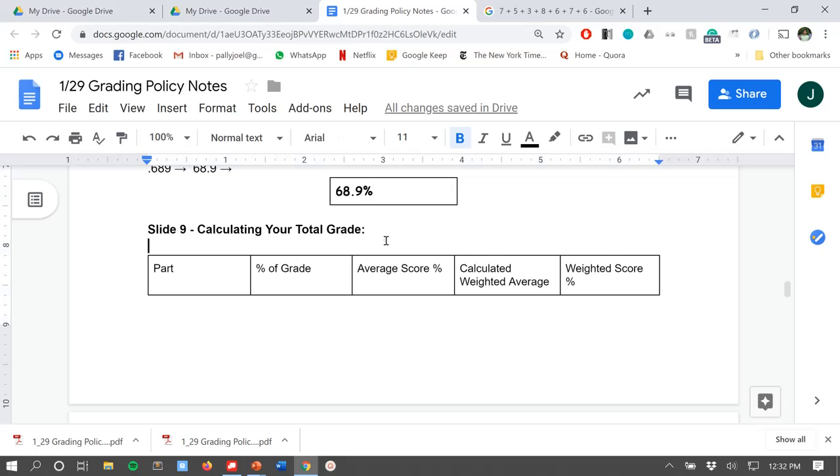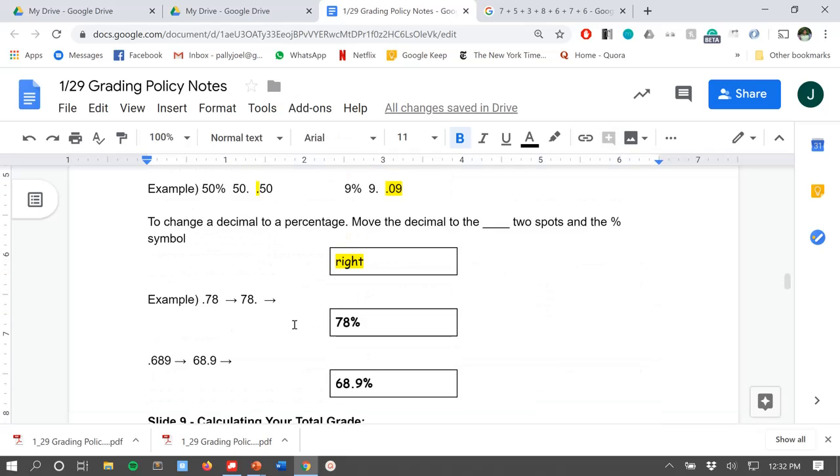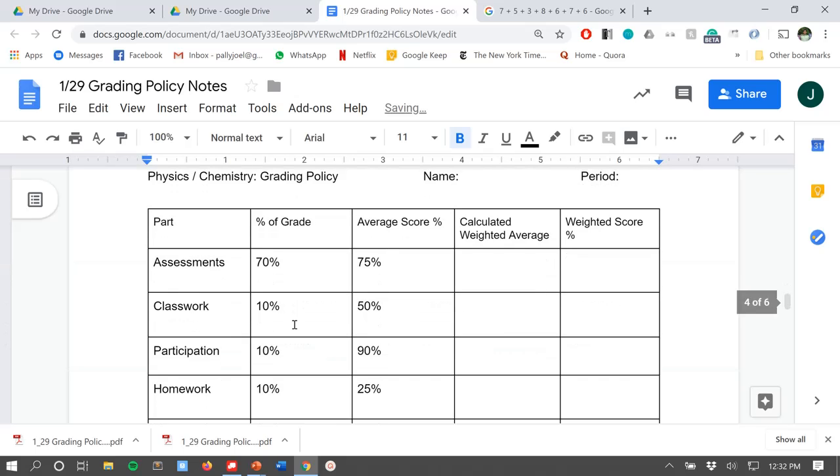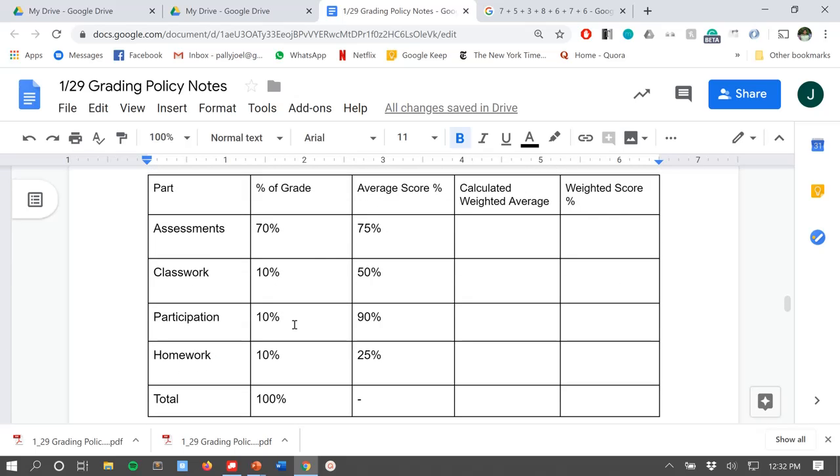Alright, so now we're going to work on calculating our total grades. I'll move this to the next page so it's easier for you all to see. Yours might be broken up across 2 pages. So we got this table here. The second column shows us the percent of each grade that each type of assignment is. So assessments, so we said 70%, classwork 10, participation 10, homework 10. This all adds up to 100%. So your grade is made up of all these parts.